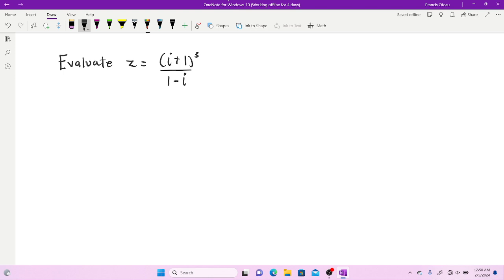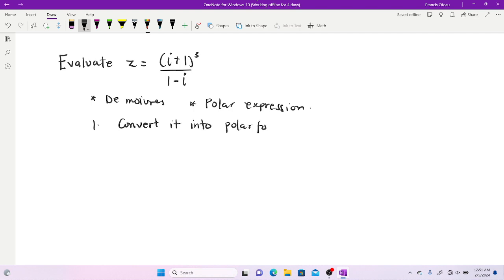We are going to use de Moivre's theorem, as well as the polar expression of complex numbers. So let's start. In order to divide any two complex numbers, the first thing to do is to convert it into polar form. So once in the polar form, then let's see what to do.